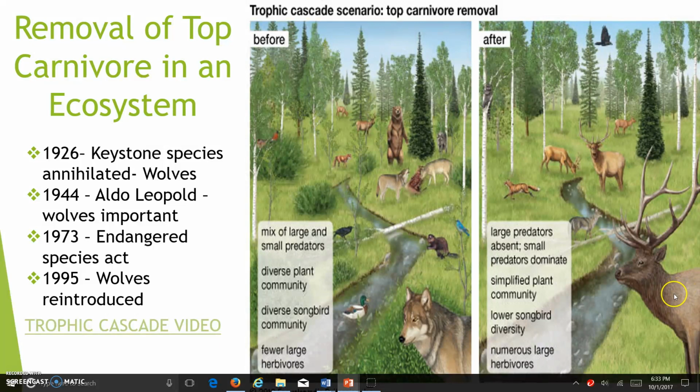These herbivores fed largely on the vegetation along streams and decreased the amount of vegetation and resulted in a simplified plant community. With the simplified plant community, the result is a lower songbird diversity as well, and the beaver population was impacted in addition to that because without the willows along the streams, because they were eaten by the moose and the elk and the mule deer, the beaver weren't present because they rely on the willows.